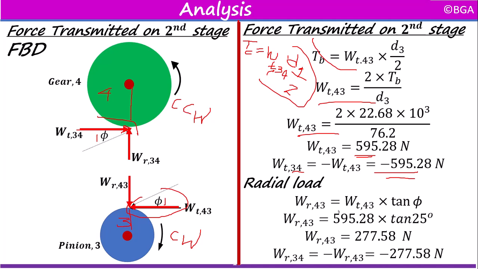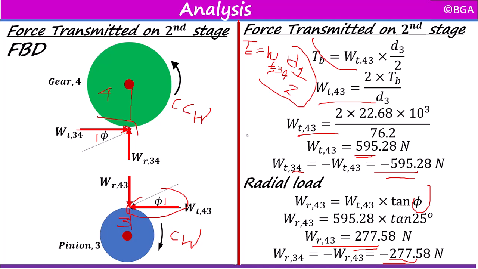Concerning the radial load, it is simply the transmitted load multiplied by tan of the pressure angle. If you substitute the values, you get the force applied by gear 4 on gear 3 to be 277.58. And if you wish to find out the force applied by gear 3 on gear 4, it's going to be the negative of the force applied by gear 4 on gear 3. So you get the same answer but in opposite direction, which is negative 277.58. So this is how you determine the force transmitted on each stage of a gear drive system.